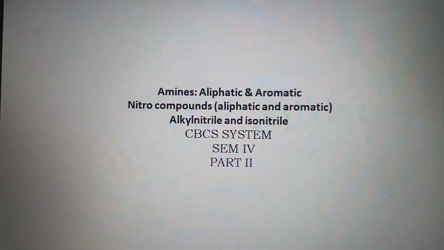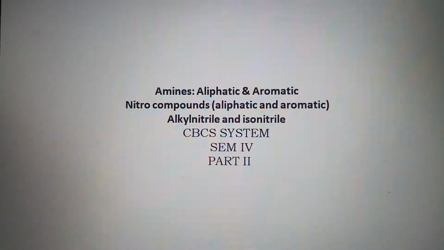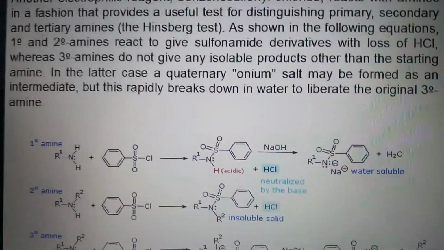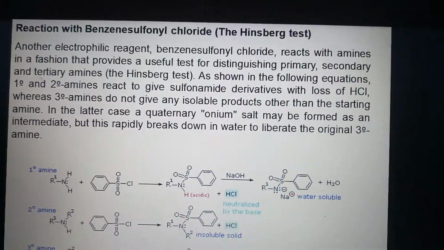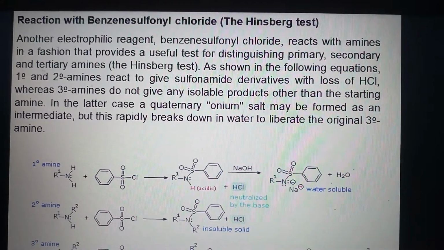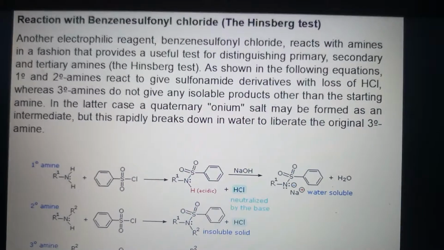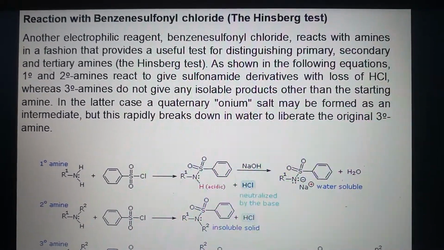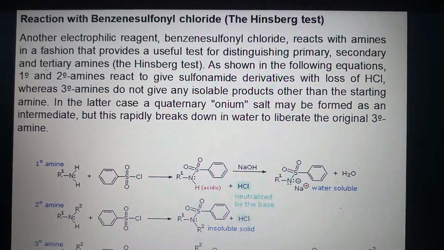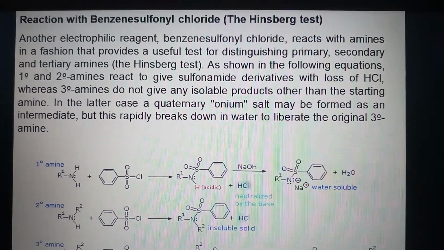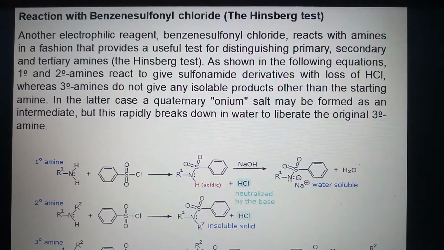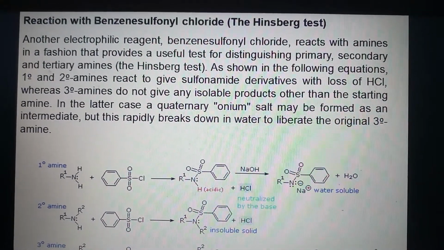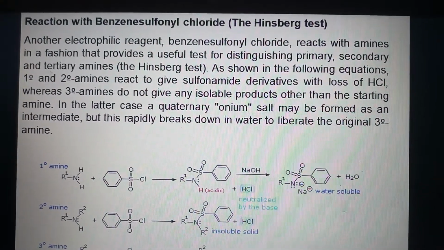In our previous lecture, in continuation, I'll discuss in this lecture the Hinsberg test. It is the reaction of benzene sulfonyl chloride, another electrophilic reagent. It reacts with amines in a fashion that provides a useful test for distinguishing primary, secondary and tertiary amines.